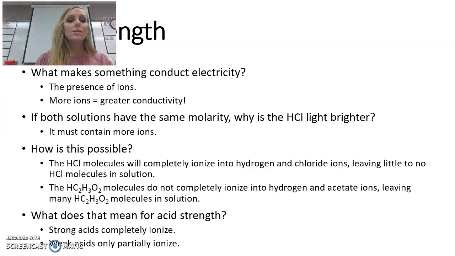Weak acids still ionize a little bit, right? There's some hydrogens floating around and some acetates floating around in the acetic acid, but some of them haven't. So there's fewer ions.